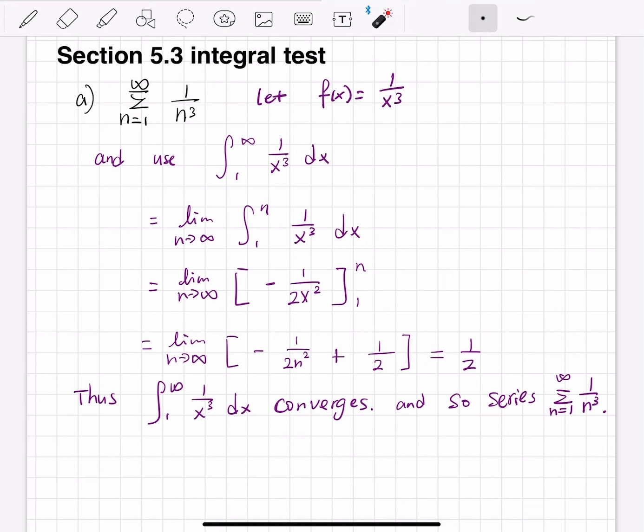Okay, so again, one note. After evaluating this integral, we got 1/2. This number tells me that this integral converges. However, this is not equal to the actual sum value of the summation of 1 over n cubed. So make sure that they are not equal to each other.